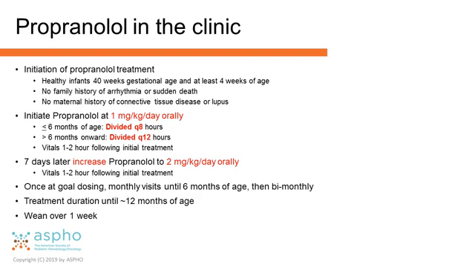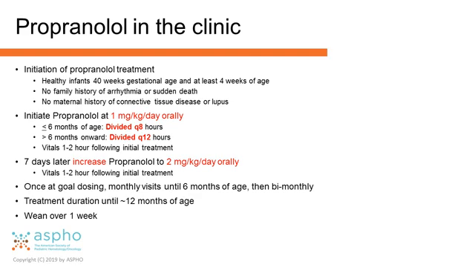Propranolol is initiated at 1 milligram per kilo per day orally. In patients less than 6 months of age, it's divided in every 8-hour dosing, and if greater than 6 months of age, it's divided in every 12-hour dosing. Vitals are obtained 1 to 2 hours following this initial treatment, primarily to look for bradycardia and hypotension.